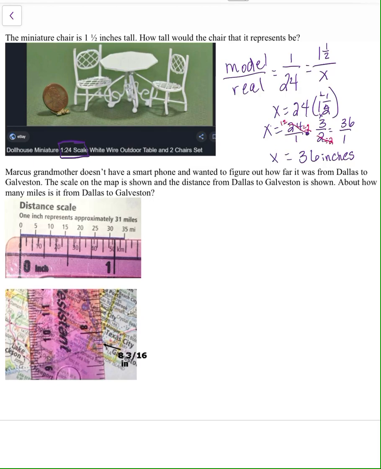Because they didn't give us units for the scale, like 1 inch to 24 inches, when we figure this out, because the 1.5 is in inches, that means the value we get for x will also be inches. If the model was 1.5 feet, then when we figured it out, it would be 36 feet. That's if they don't give us what the units are in the scale.